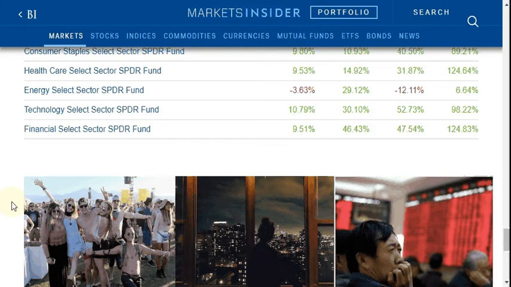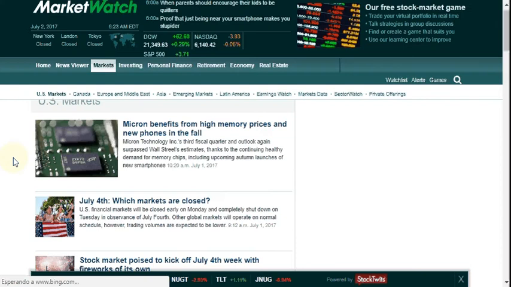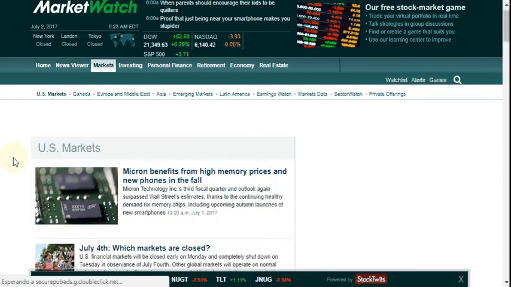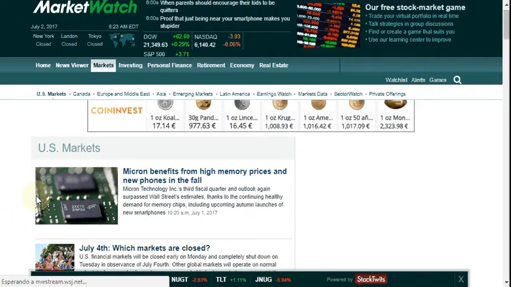So now we're gonna have a look at Market Watch. Over here, what do we have? Micron Technology benefits from high memory prices and new phones in the fall.